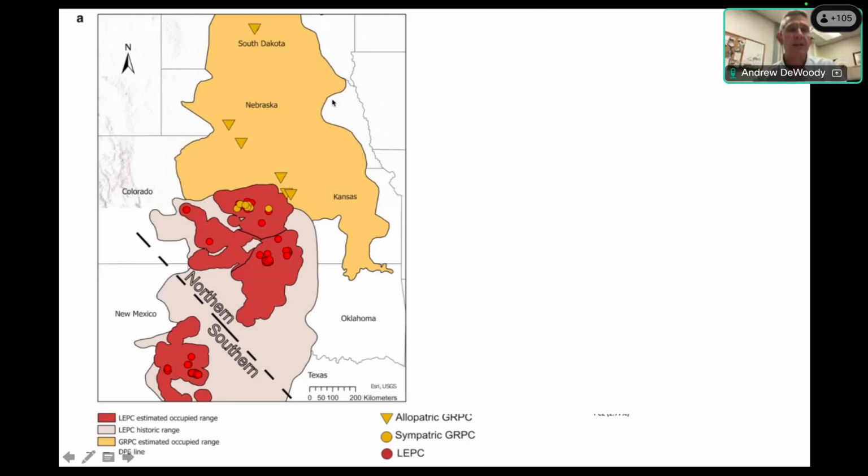And so here's our map again. If we zoom in, you can see here is the gold. And again, the scale, here we're talking hundreds of miles across. The gold represents the current range of the greater prairie chicken. The red is the range of the lesser prairie chicken today. And Fish and Wildlife Service has designated this line that separates the northern, threatened population of lesser prairie chickens from the southern endangered population of prairie chickens.